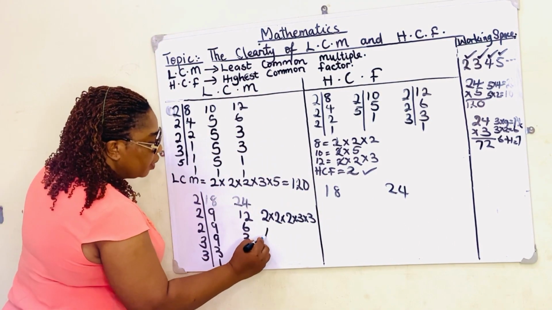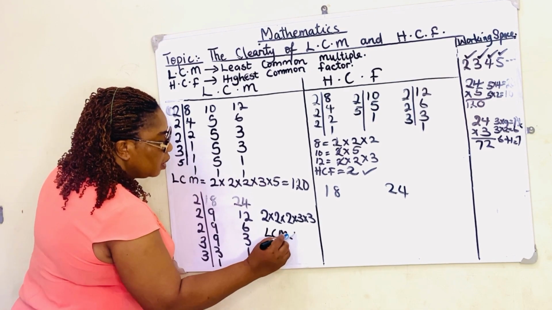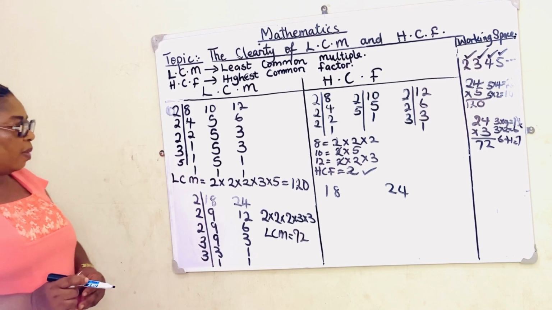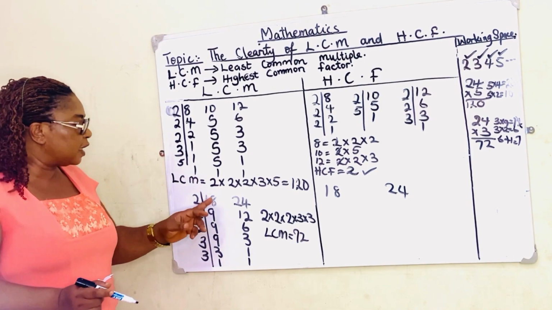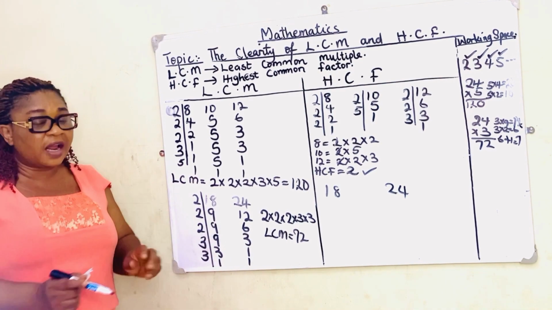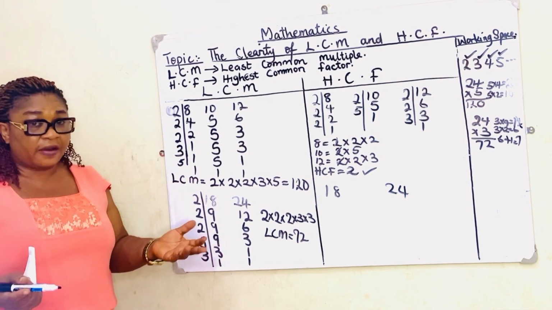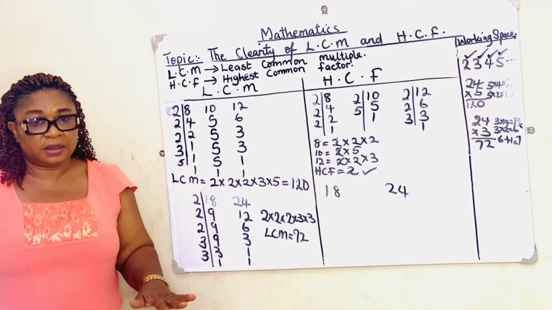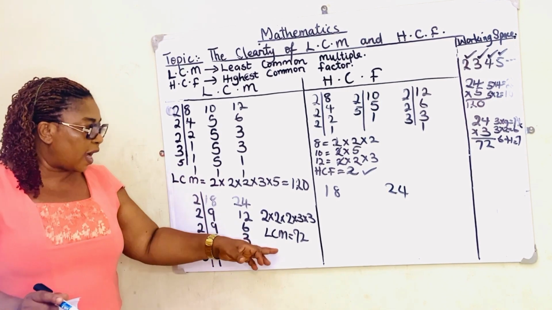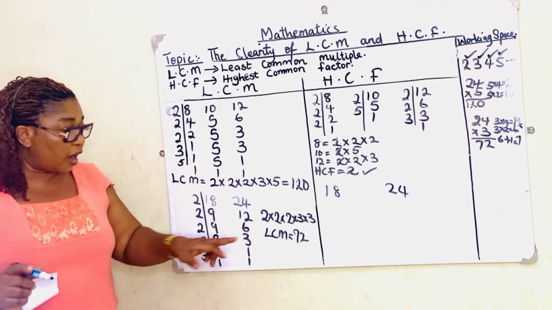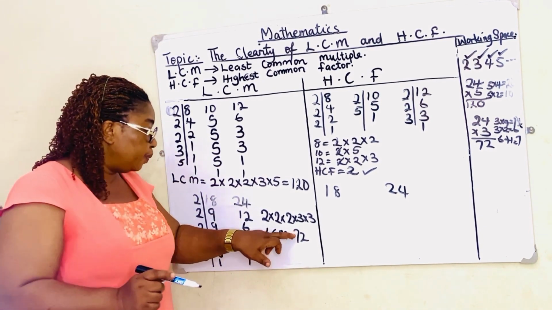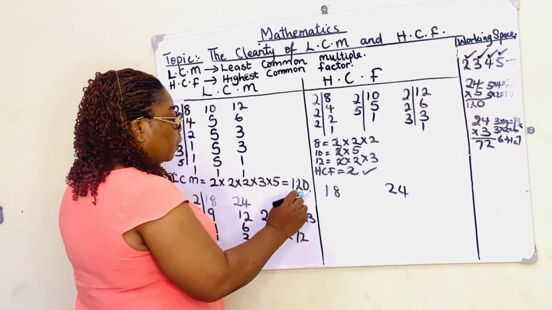The LCM is what? 72. 72 is the smallest number that 18 can divide and 24 can divide. There are other numbers that they can divide, but you are looking for the smallest. Make sure that the one you get is the smallest number that 18 can divide and 24 can divide without remainder.